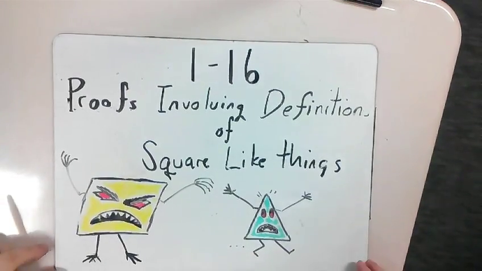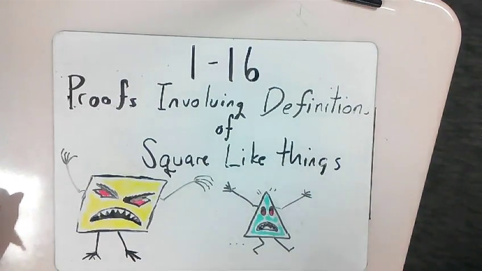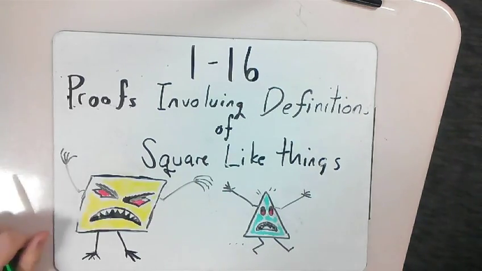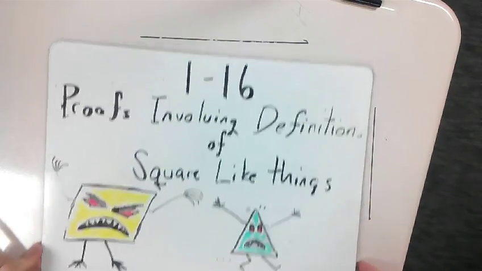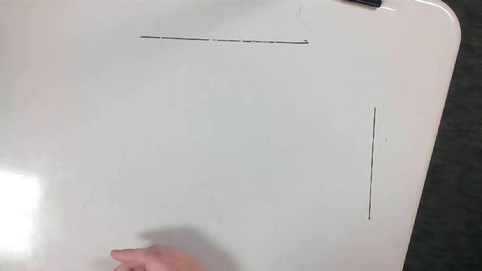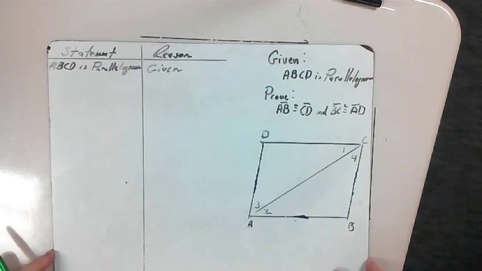Alright guys, we're going to do 1-16 proofs involving definitions of square-like things. What we're hoping is going to happen is that we'll be chasing away these triangles with these square-like things. Let's see if that's actually going to happen. Okay, so let's look at the first example here.